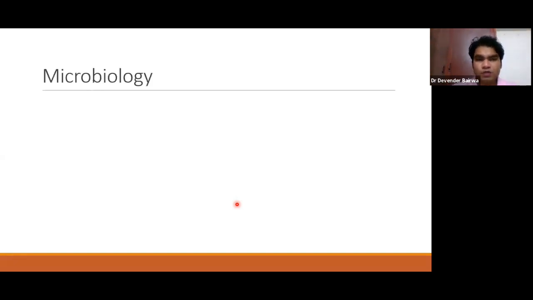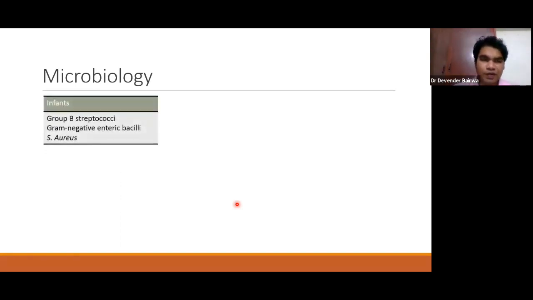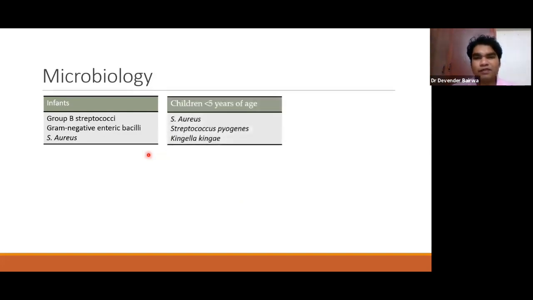Coming to microbiology, what are the common causes of septic arthritis in different age groups? In infants, most cases of septic arthritis are because of group B streptococci, or there will be cases of gram-negative enteric bacilli or Staph aureus. There is no data on which is more common than the others, but all these three are mentioned in Harrison. Then coming to children less than 5 years of age, in this age group Staph aureus is common, along with Streptococcus pyogenes and Kingella kingae, they are telling.